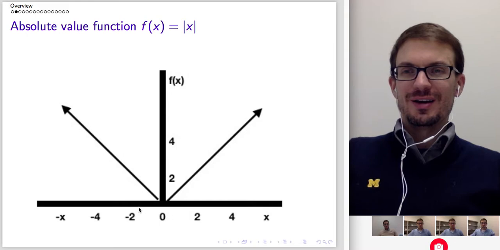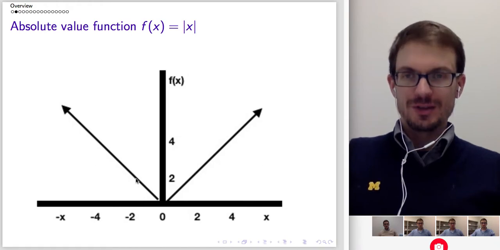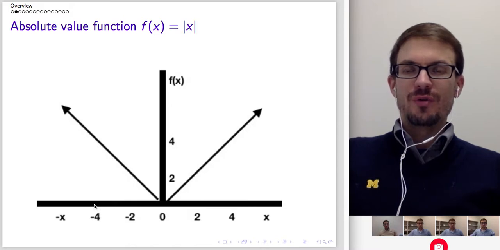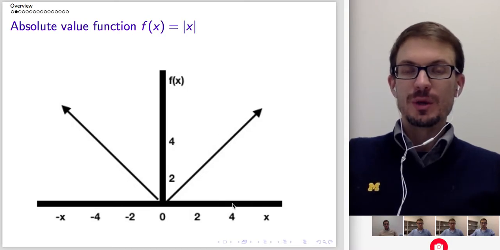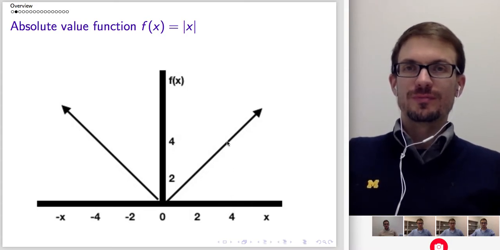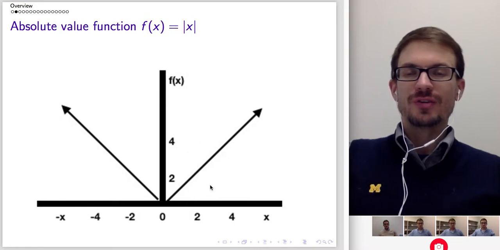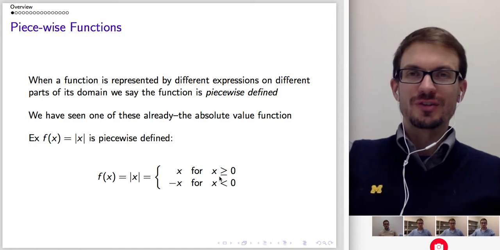So if x is negative 2, we need to define the absolute value as negative of negative 2, positive 2, which brings us to here. If x is equal to negative 4, we define the absolute value as negative of negative 4, positive 4, which puts us here. However, if x is positive 4, we just define it as positive 4. So we're on the line y equals minus x for the negative values of x, and the line y equals x for positive values of x. Hence we say the absolute value of x is piecewise defined.